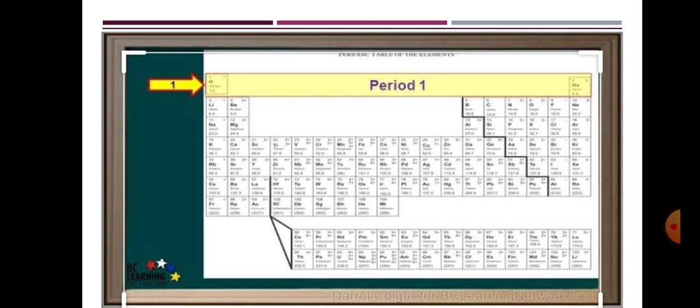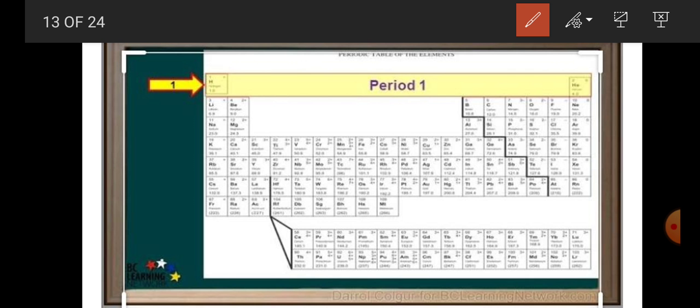Like you can see, period number 1 consists of hydrogen and helium. Period number 1 consists of two elements, and this is called the shortest period, consisting of hydrogen and helium.